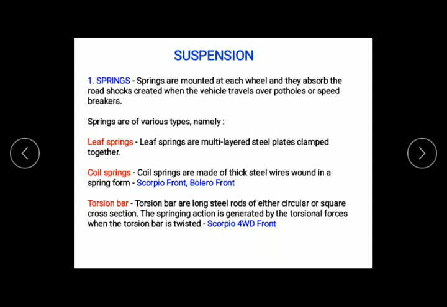Third, torsion bar. Torsion bars are long steel rods of either circular or square cross section. The springing action is generated by the torsional forces when the torsion bar is twisted. Generally, in the Scorpio 4-wheel drive front suspension system, we use torsion bar.